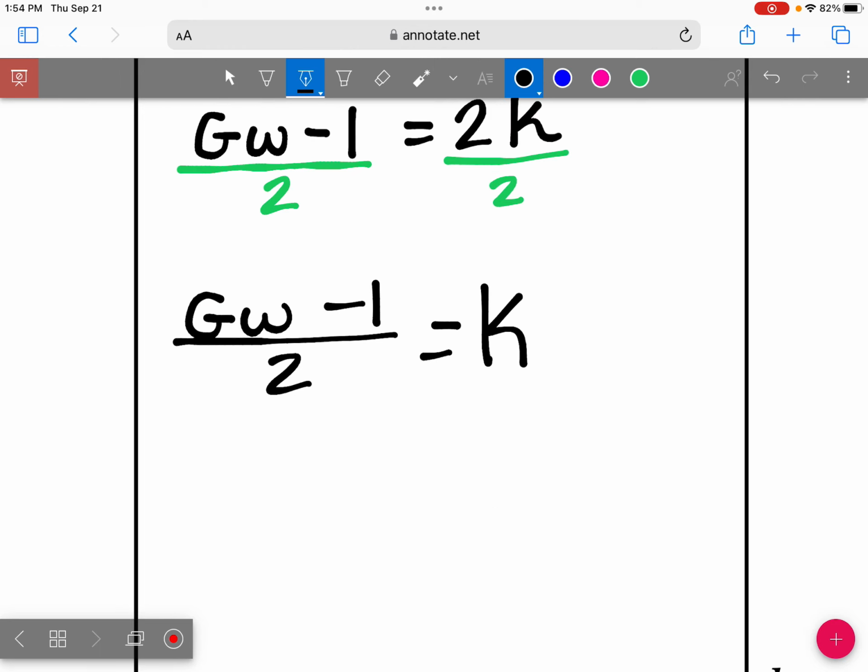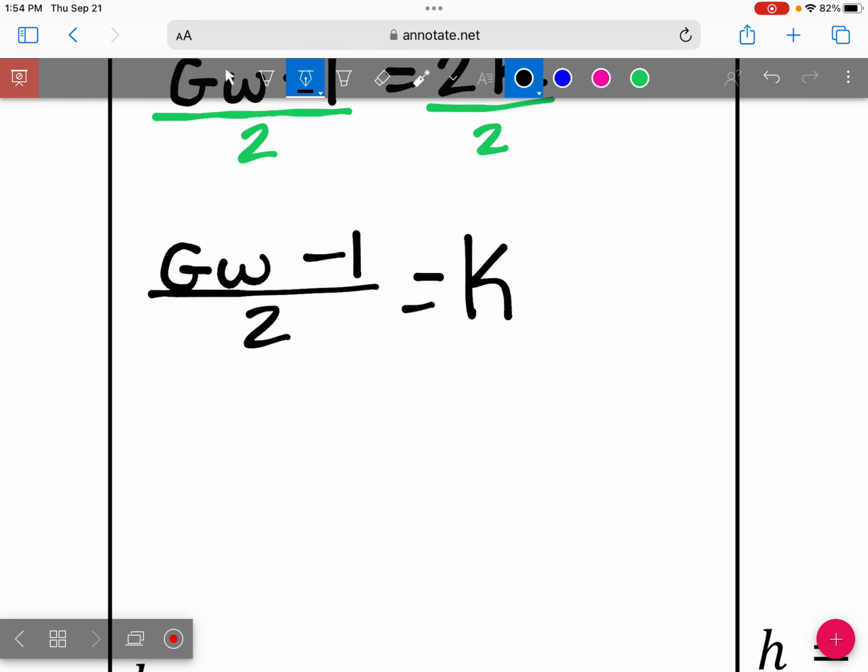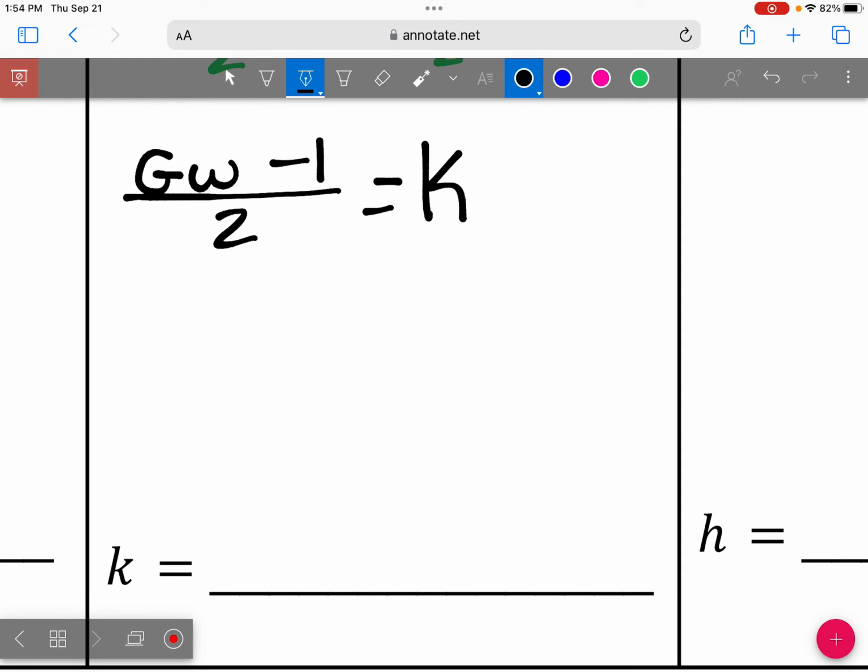I am 100% okay with that. If you're feeling real froggy and you want to split it into 2 fractions, you can, but there's generally no point to it. Where we'd have G, that was a G, not a 6. GW over 2 minus 1/2. I don't know why you'd want to do that, but you can.